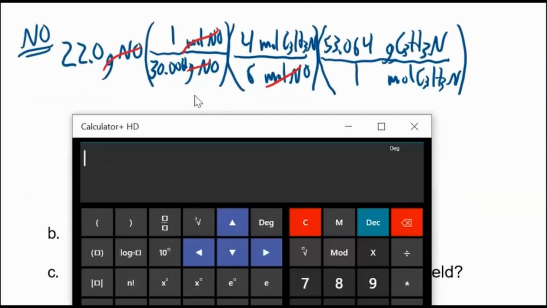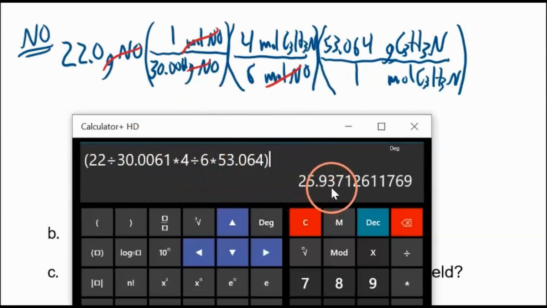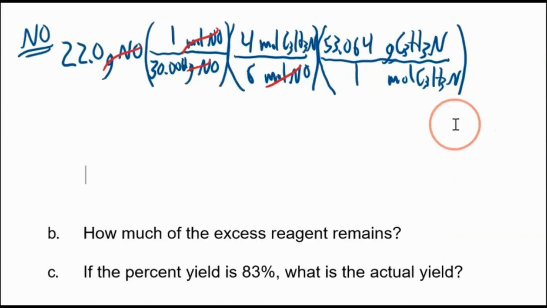22 divided by 30.0061 times 4 divided by 6 times 53.064. I really like these calculators where you can see what you type. That's awesome. Okay, 25.94 grams of C3H3N, and our units cancel here.